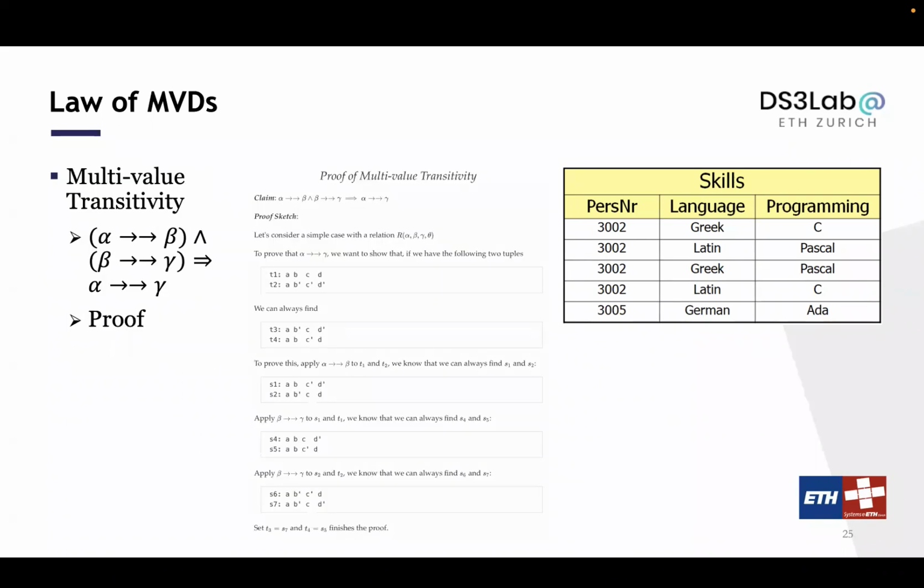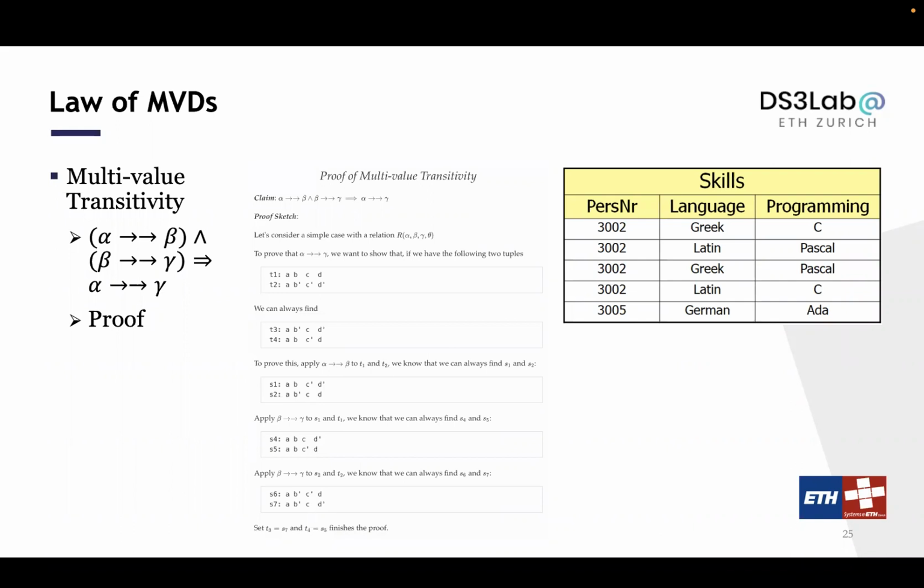And then there's another rule called multivalued transitivity, which is kind of interesting. Now we are going to look at how to prove it together. Essentially, you have two multivalued dependencies in your system: the MVD from alpha to beta, and the MVD from beta to gamma. The multivalued transitivity rule says that once you have these two multivalued dependencies, it implies you have another one, from alpha to gamma.